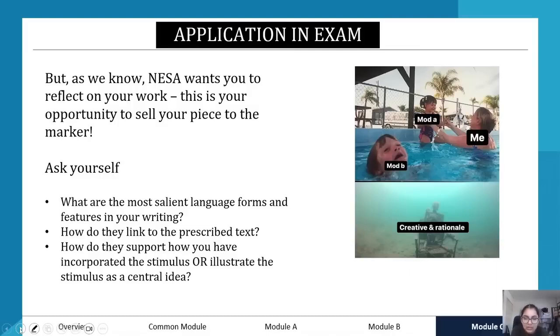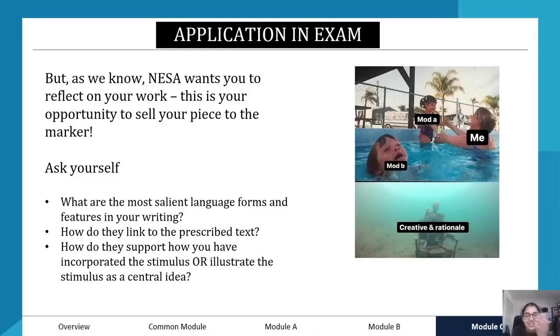you are incorporating it. Remember, always interpret the stimulus figuratively. Do not interpret it literally, right? So always interpret it figuratively. And so in your reflection, you want to talk about how you've incorporated the piece. What have you tried to show through that?